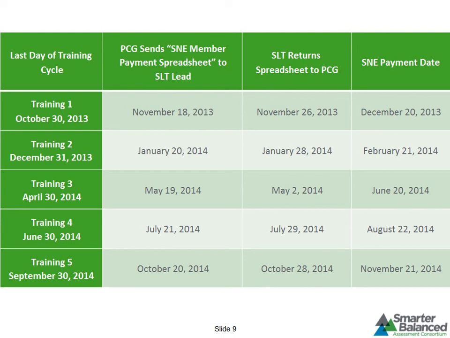So what will happen is before November 26th, I will go in there and see who has completed putting in their 2 resources, and I add them to the spreadsheet, and then I send it in, and then payment is December 20th. Then for training 2, I can just go in and look at every single SNE and see who's done what, and then I fill it out on the spreadsheet, and I turn that in, and the next payment would be February 21st. So that's kind of how this works.